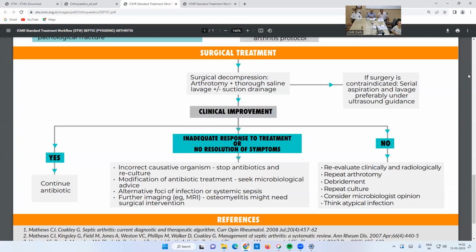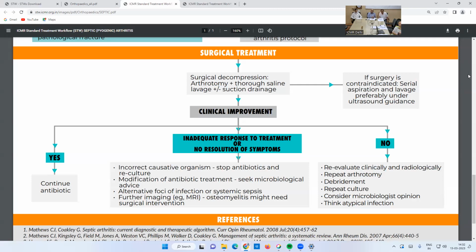After surgical decompression, we always look for clinical improvement. If it is there, then we continue the antibiotics as per the protocol I have discussed. If the patient has not improved at all, then we can re-evaluate the patient clinically and radiographically. These patients may require repeated arthrotomy, debridement, and repeated cultures for a prolonged period of time. Then we have to take into consideration infectious disease experts like microbiologists, and we also have to think about atypical infection.